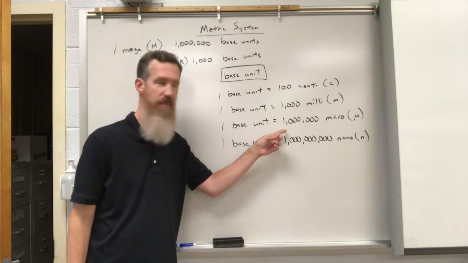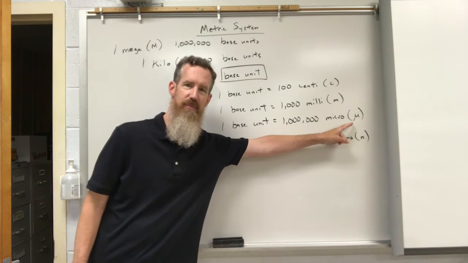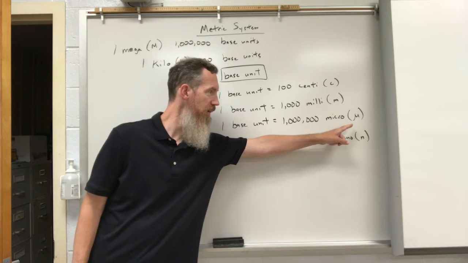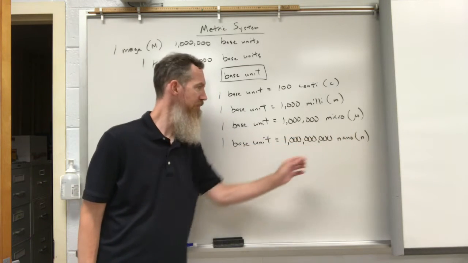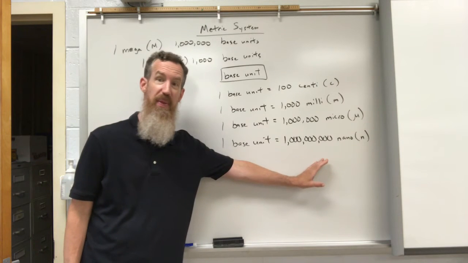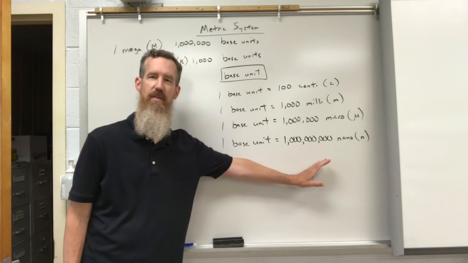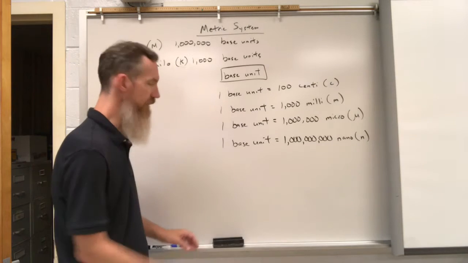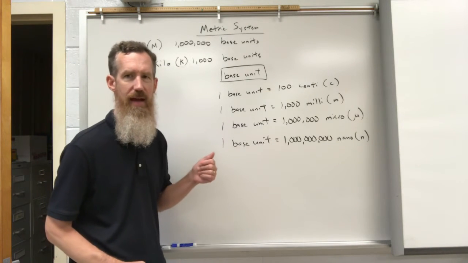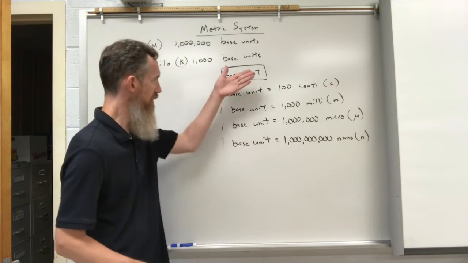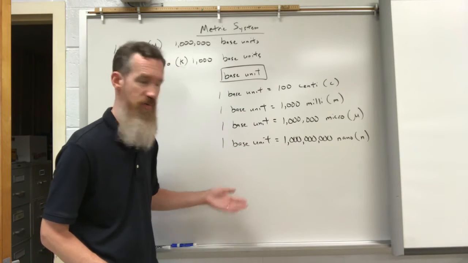micro, 1,000,000. The symbol is that mu symbol. It's a little Greek letter. It looks like a little U with a tail. And then if you get really small, a billionth of something, it's nano. Some books won't write it this way. Some books will write it as how much of a base unit these smaller divisions are worth.